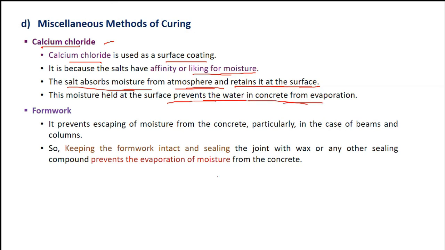And formwork indeed helps us in controlling the loss of moisture. It prevents escaping of moisture from the concrete, especially in beams and columns. So keeping the formwork intact and sealing the joints with wax or any other sealing compounds prevents the evaporation of moisture from the concrete. So these are the four methods of curing of concrete.